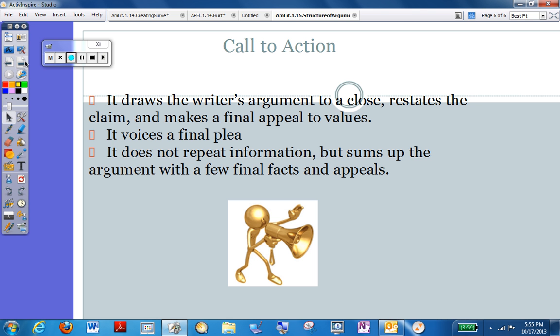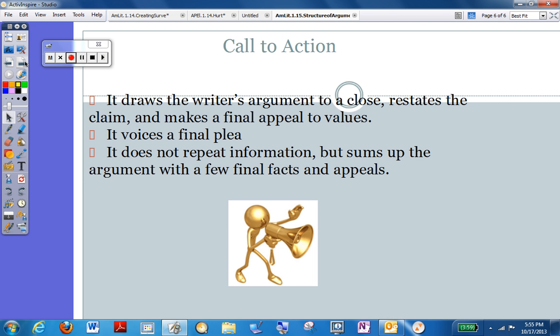And it's very important that a call for action does not merely repeat information, but it sums up the argument quickly and succinctly, gives a few final facts, perhaps a final emotional appeal, perhaps a final appeal to ethos or logic, or it can take many forms, and there's many fine ways to conclude an argument. But generally, the call to action is the shortest part of the paper.